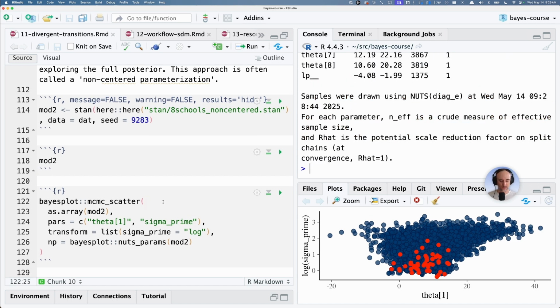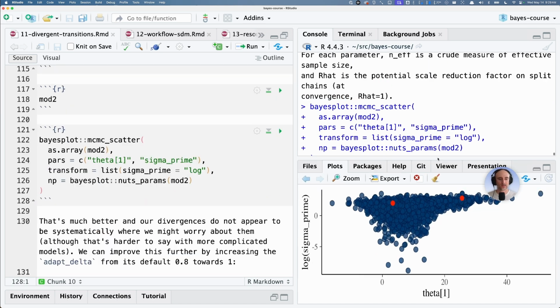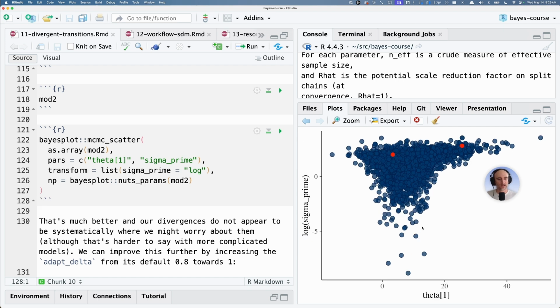If we use the scatter plot, you can see now we've only got 2, and the other important thing, and we might want to check it against the other theta values, but those divergent transitions are not at the edge of the joint posterior, so it's not evidence that maybe there's a bias happening. They're just kind of randomly in the scatter. We can still do better.